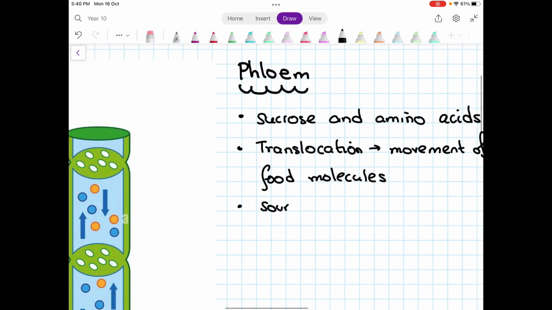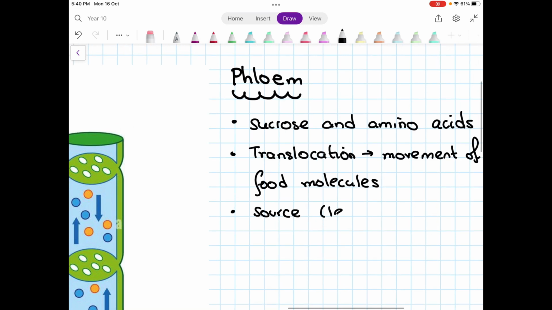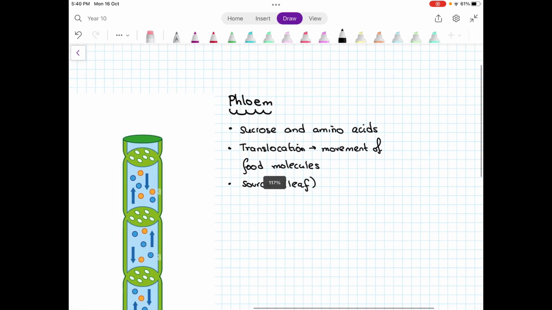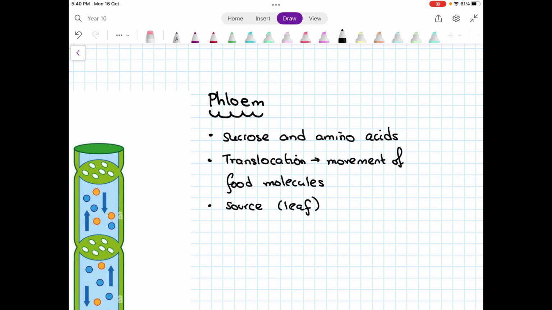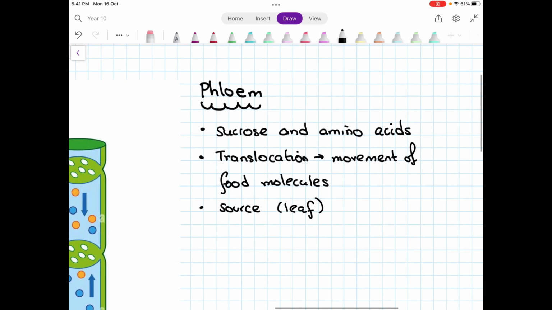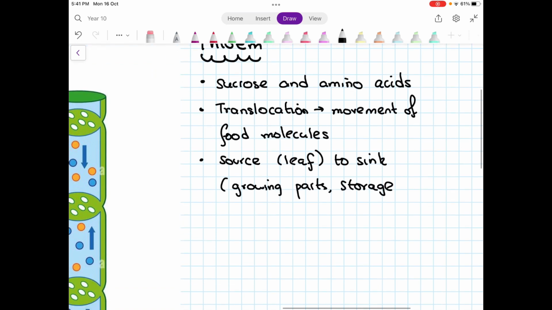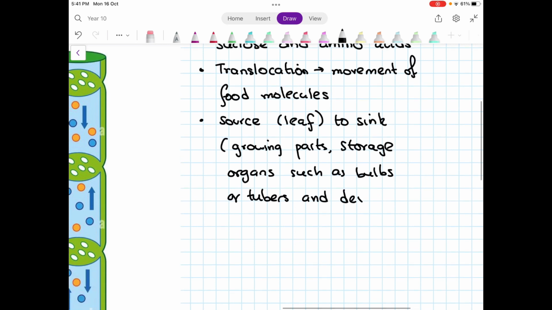So for example, the source, or where these food molecules are made, could be the leaf, and then the phloem vessel transports these from the leaf to various parts of the plant which require them. For example, growing plant parts, storage organs, or developing seeds. Storage organs could be bulbs or tubers. And developing seeds.